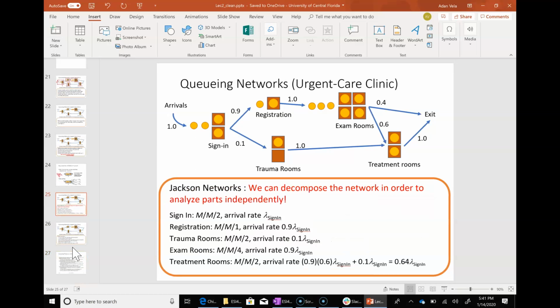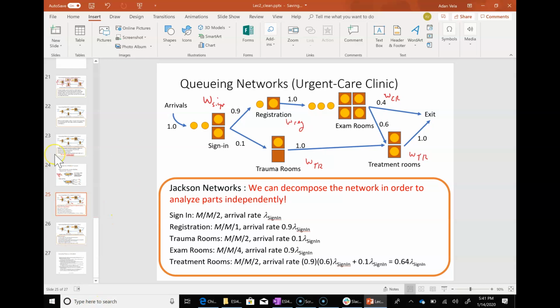Let's say we wanted to calculate how long it takes for a person to go through the system. In order to do that, we have to calculate what is the wait time for the sign-in, what is the wait time for the registration, what is the wait time for the trauma room, the wait for the exam room, and the wait for the treatment room. Now the hard part is, how do we calculate all these? Well, first, how do we calculate them? For the sign-in, it's pretty straightforward. We can just use our equation.